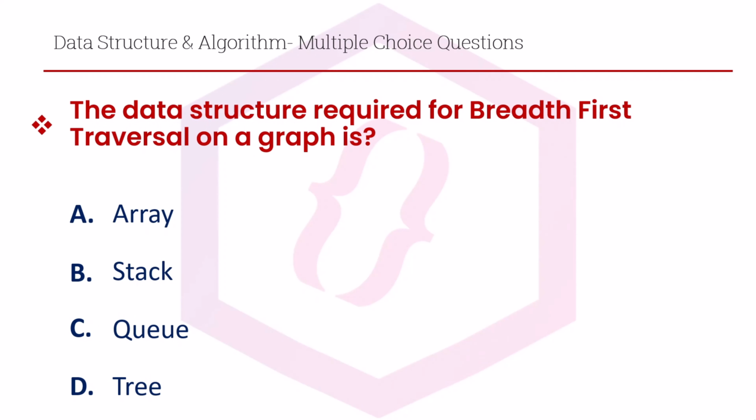The data structure required for breadth first traversal on the graph is option A, array. Option B, stack. Option C, queue. Option D, tree. The correct answer is option C, queue.